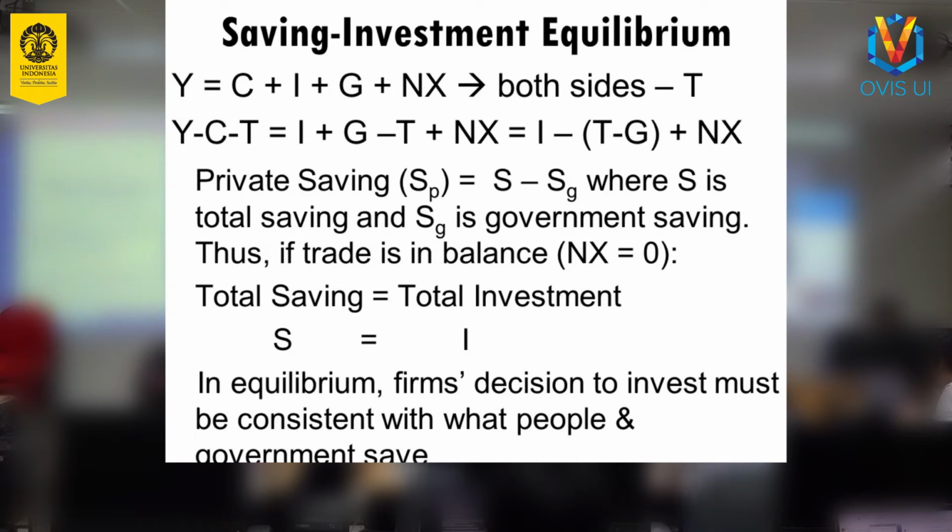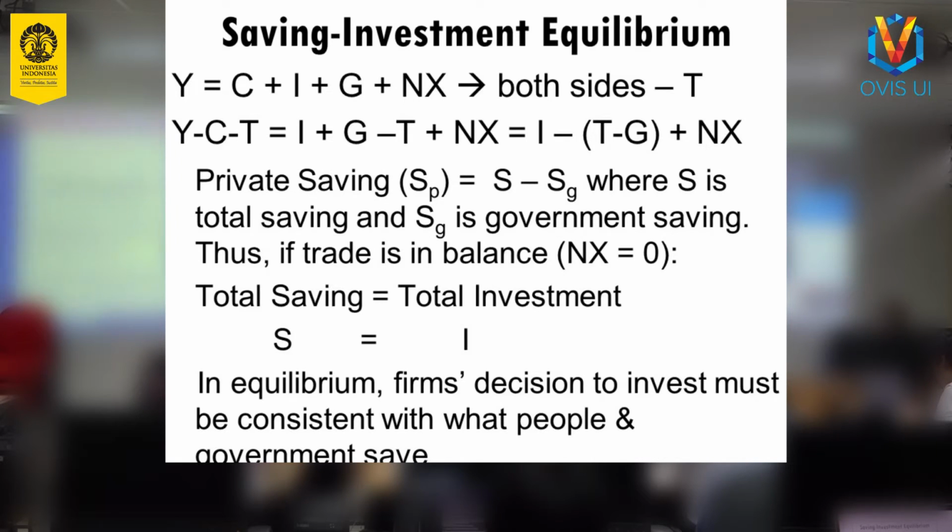The next equilibrium is saving investment equilibrium, but this is straightforward, nothing interesting actually, because this is just simple algebra. You move around. At the end, by doing that, you have the equation of saving equals to investment. Okay? You will understand in 5 minutes this thing because it's just high school algebra basically. So saving equals to investment.